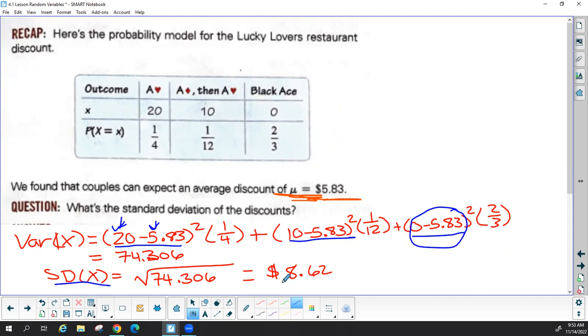So maybe a little bit more, maybe a little bit less. And obviously some people will get 0, some will get 10, and some will get 20.